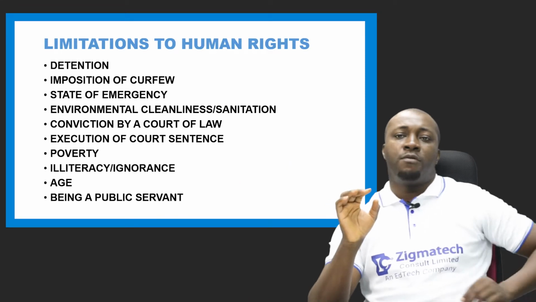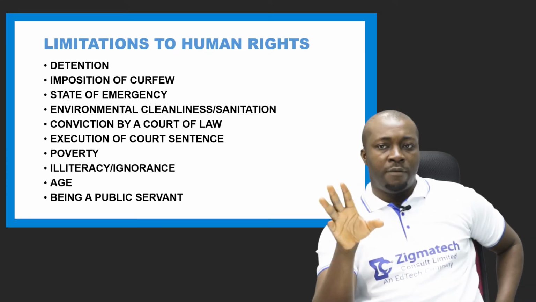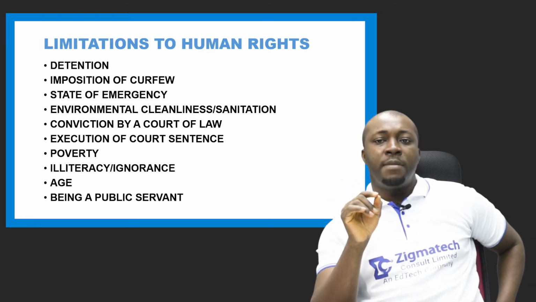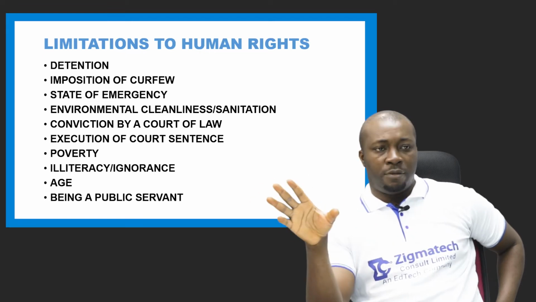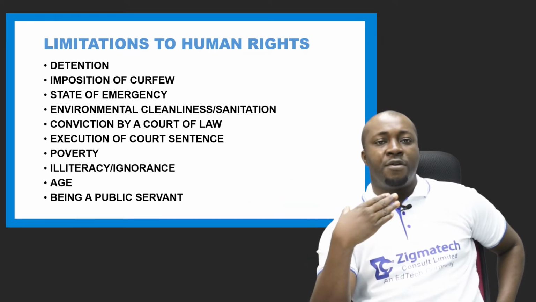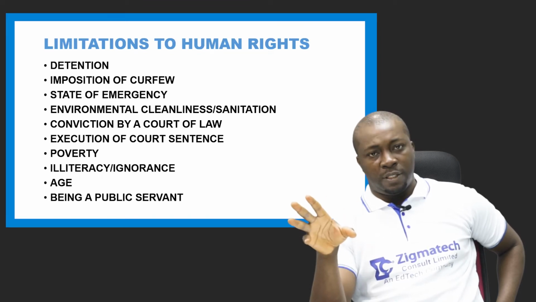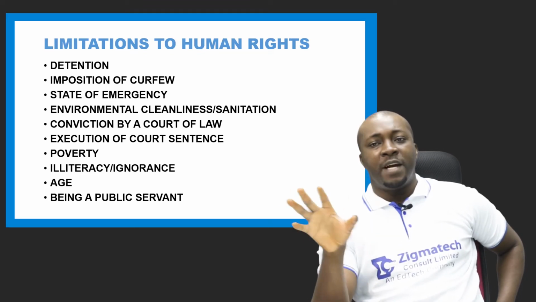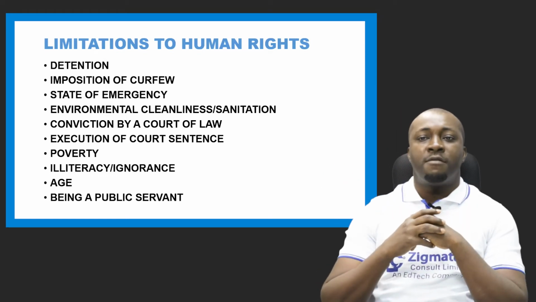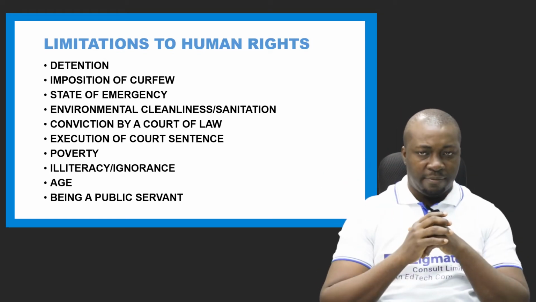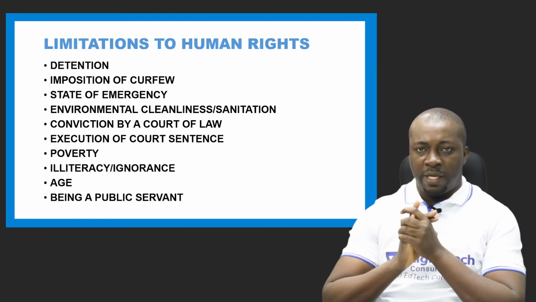Now, let's look at what we call limitations to human rights. Of course, human rights are not absolute. We say that your right stops where another person's right starts. So there are factors under which human rights can be denied. Now let's look at some of them.